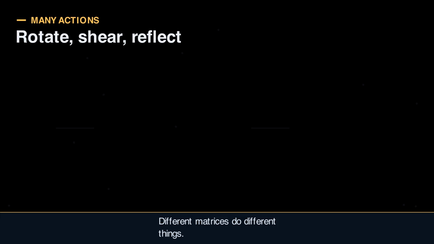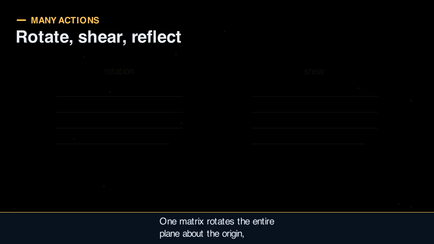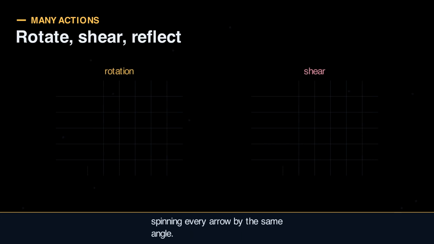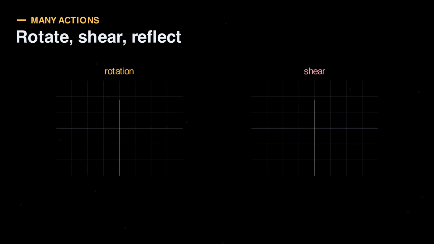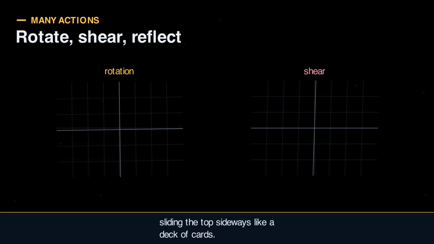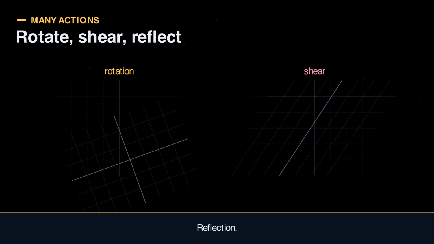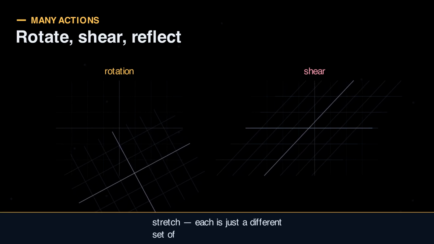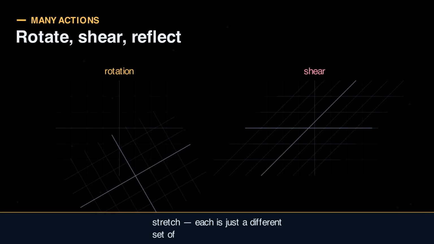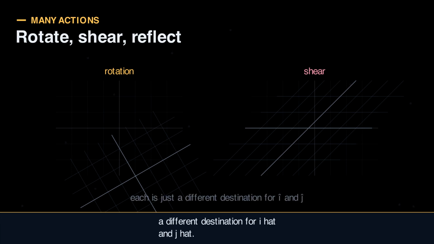Different matrices do different things. One matrix rotates the entire plane about the origin, spinning every arrow by the same angle. Another shears it, sliding the top sideways like a deck of cards. Reflection, projection, stretch, each is just a different set of columns, a different destination for i hat and j hat.